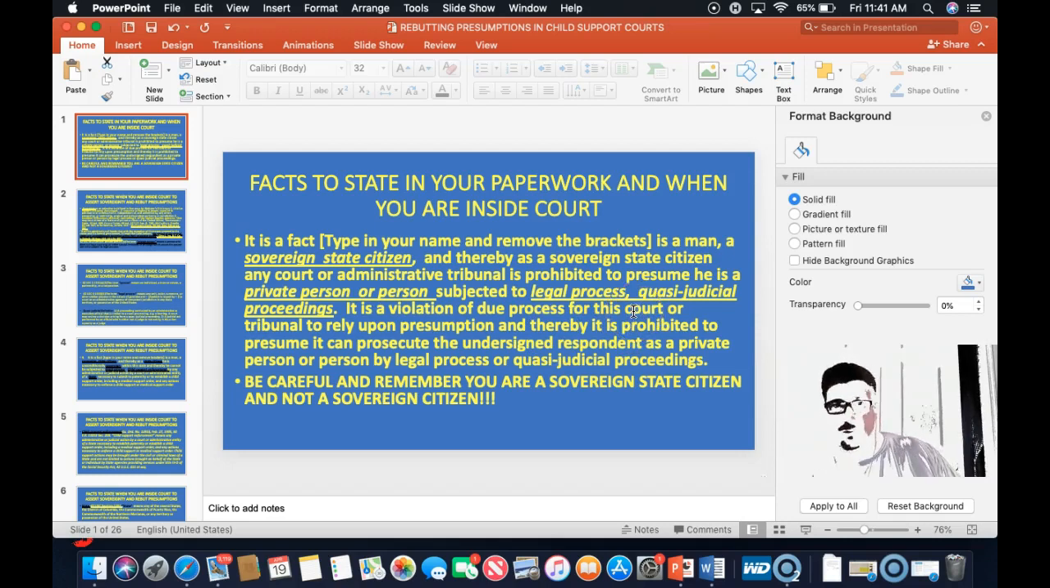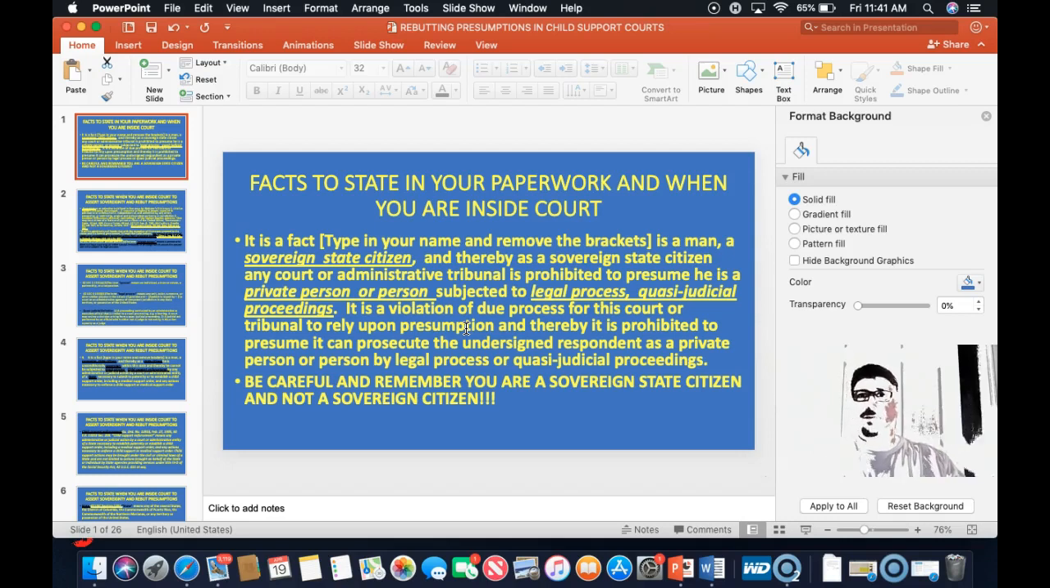So there's no confusion. To rely upon presumptions. When a court relies upon a presumption, it's a violation of due process. See, there's not supposed to be any doubt in court.